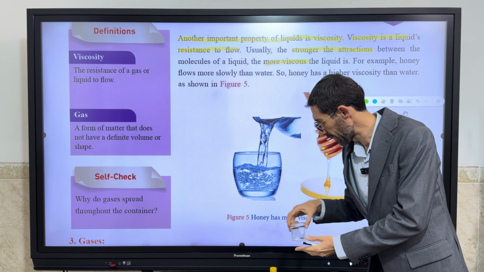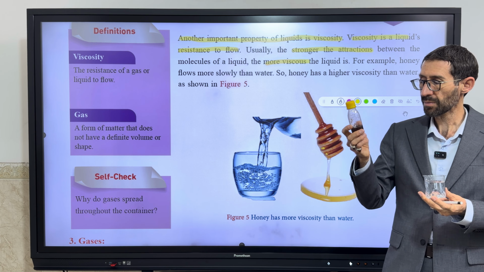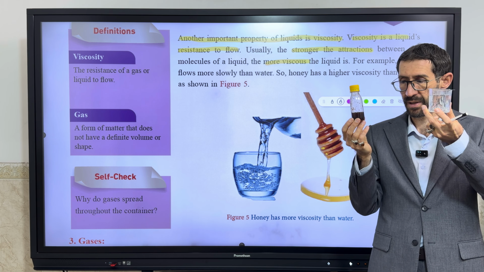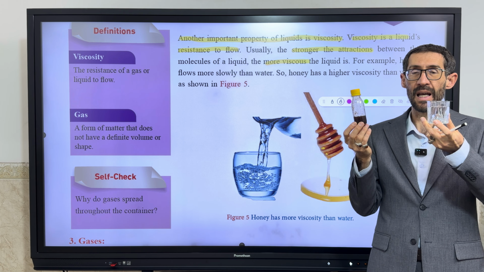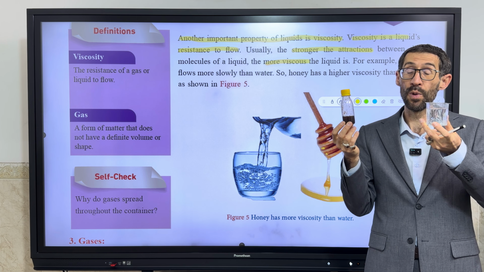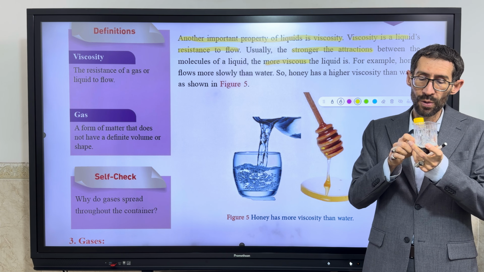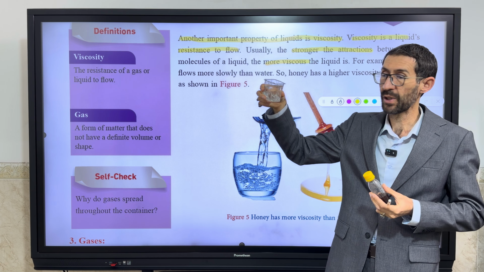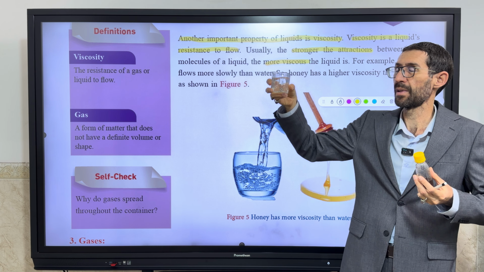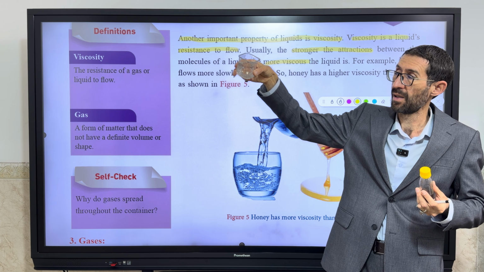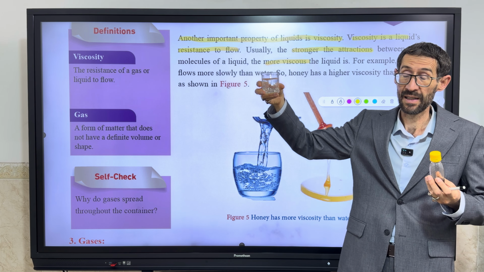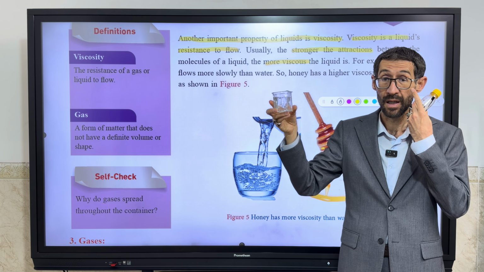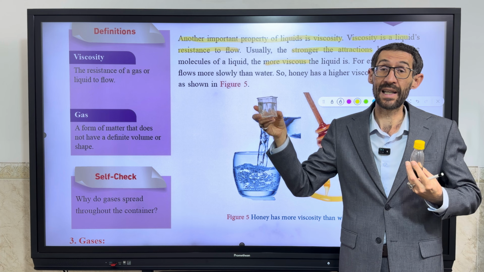Let me show you two different liquids. For example, we have jam versus water, right? In your opinion, which one has an ability to flow? Which one moves faster than the other? I'm sure you know the answer. Let's do it. I'm gonna invert the glass of water. What's the prediction? The water flows very easily. That's why it has a less viscosity. Water has a less viscosity because it moves very quickly.